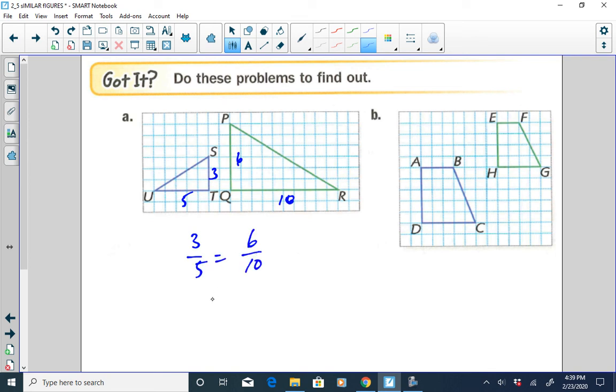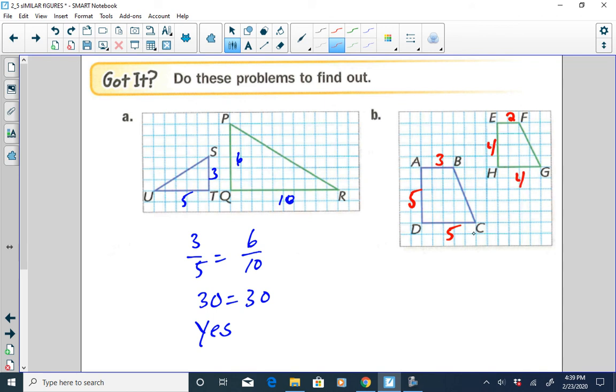I think we all know that the answer is yes. When we check the cross products though, 10 times 3 is 30. 6 times 5 is 30. So that would be a yes because the cross products are the same. A little bit different with quadrilaterals. We need a few different measurements here. This is 3 units, 2, 4. That's 5 units. This is 2, 4. That's 5 units. This is 2. This is 4. And this is 4.